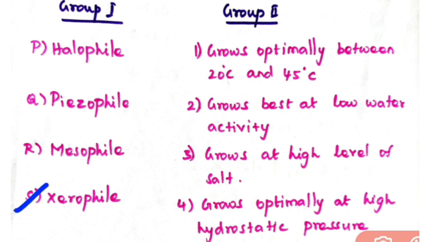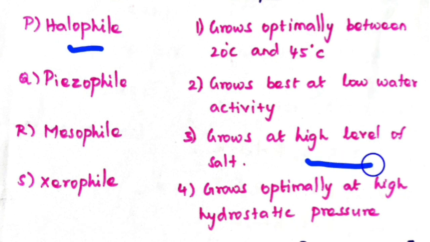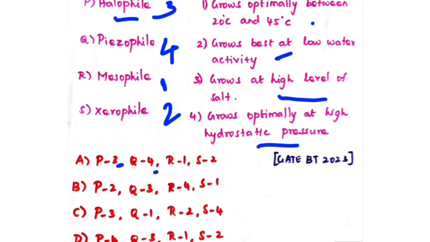The next one is xerophiles. Xerophiles grow best at low water activity. So they grow at low water activity and generally are found in cracks and pores of rocks. So halophiles grow at a high level of salt, that is 3, and piezophiles optimally at a high hydrostatic pressure, that is 4, and mesophiles grow optimally between 20 degree and 45 degree centigrade, and xerophiles grow best at low water activity. So 3, 4, 1, 2. So option A is correct.